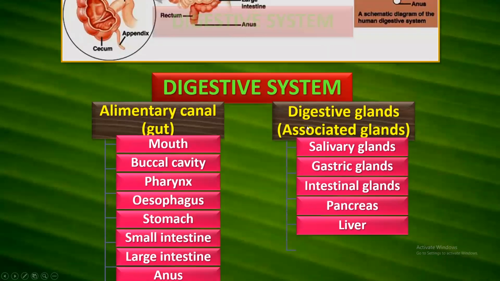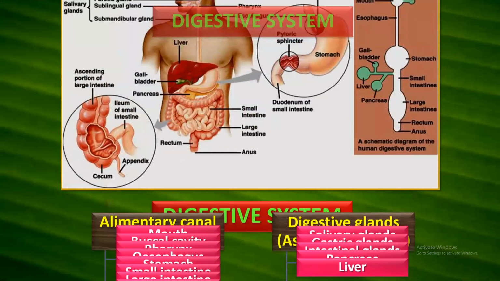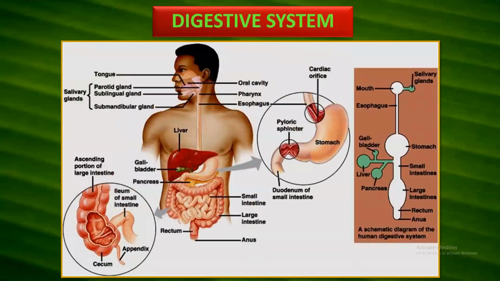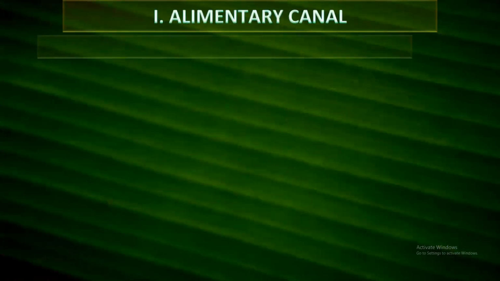Let us discuss one by one. See the diagrammatic representation. In this, it is given very clearly from mouth to anus. What are the parts associated with our digestive system? What are the glands associated with our digestive system? Everything is given very clearly with the help of the diagrammatic representation. So let us discuss the alimentary canal.